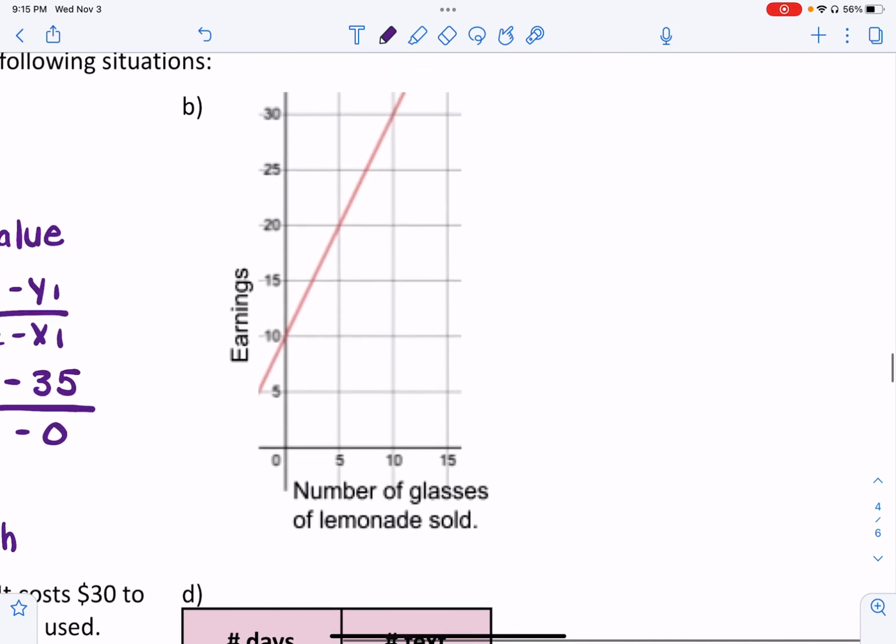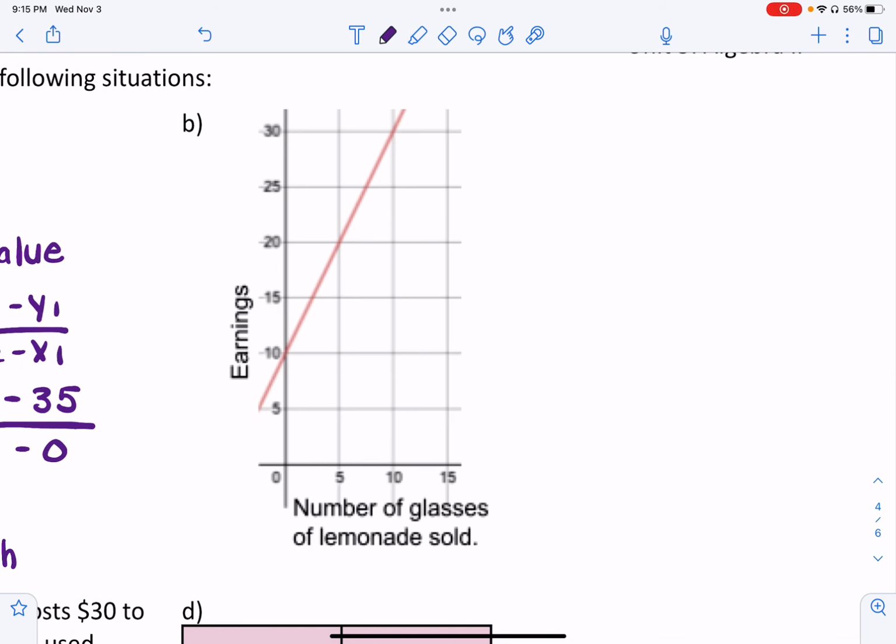Now for the second one, we have a graph here. So we want to find our initial value. We have our number of glasses of lemonade sold and our earnings. If I look, I'm starting at 10 here. That's our initial value. So I'm starting already with a profit of $10.